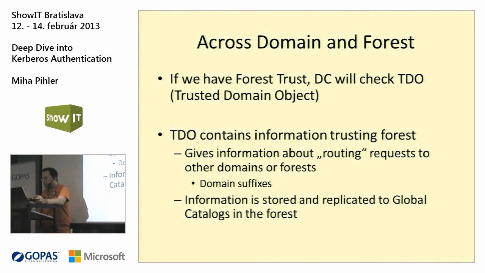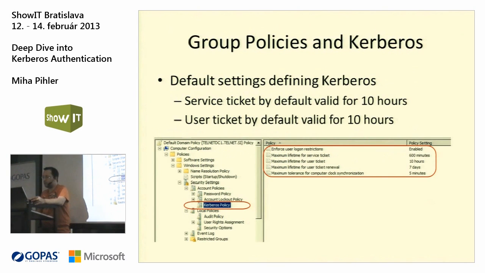Domain suffix information is stored in replication, when we are talking about trusted domain objects, and this information is actually stored in the global catalog. So all the domain controllers have this information.